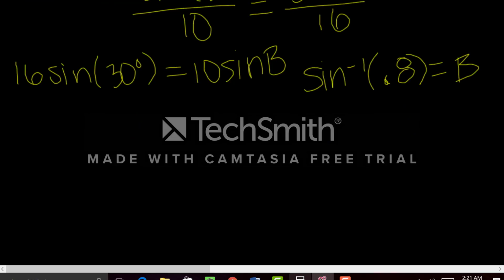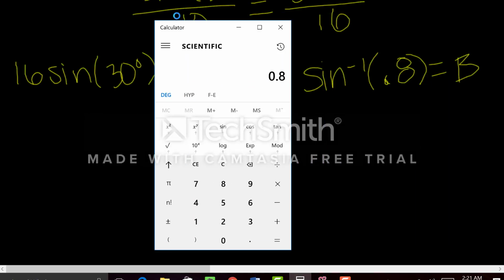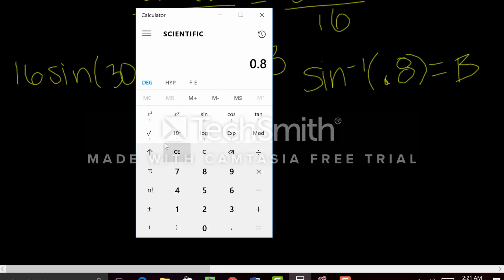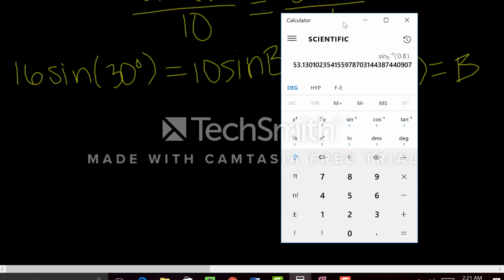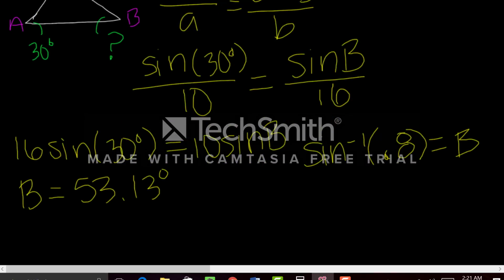So the easy way to do this, of course, is to go to the inverse sine in your calculator. So the inverse sine of 0.8 is 53.13 degrees. So we can say that angle B equals 53.13 degrees. Which checks out because our other angle here is 30 degrees, okay?